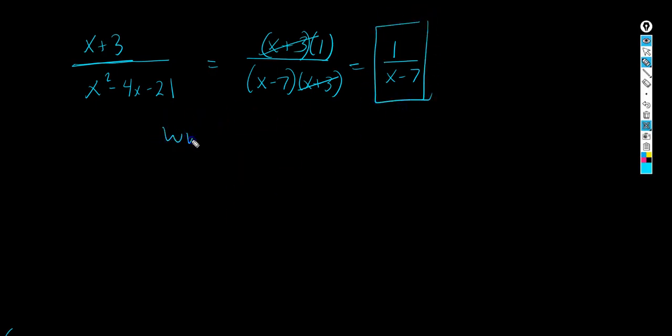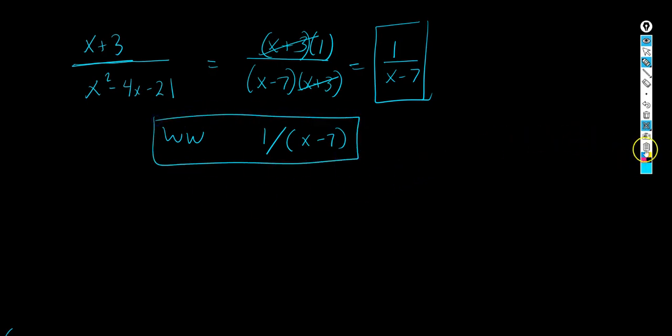Now in WebWork, you would have to enter in 1 backslash, and you have more than one term there. There is a PDF sheet in Canvas that shows you how to enter these. If you have more than one term in the numerator or denominator, you have to put parentheses around it. So that's how you would have to enter your answer into WebWork.